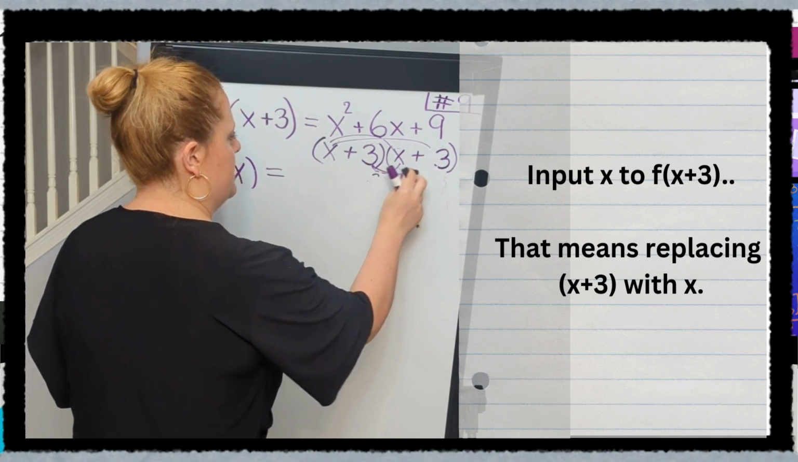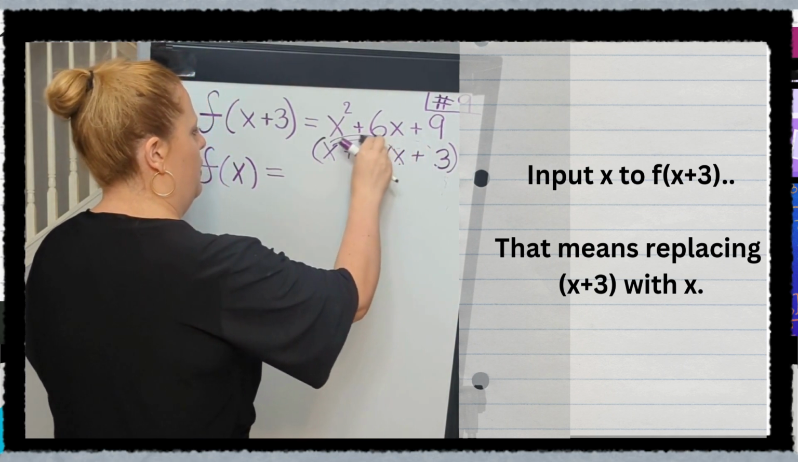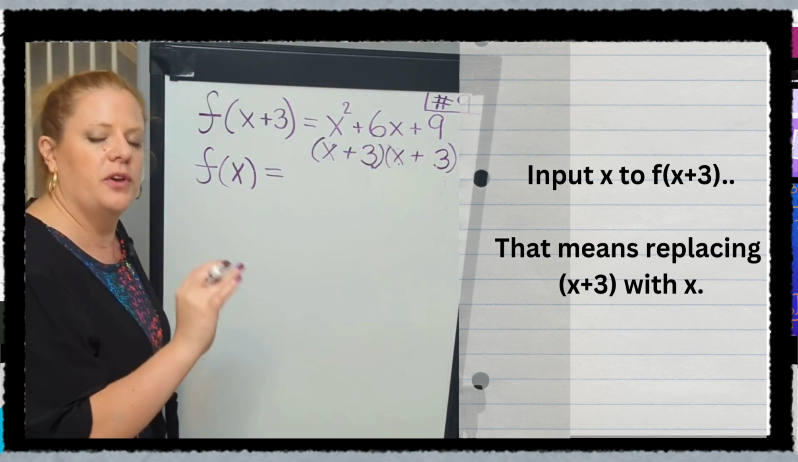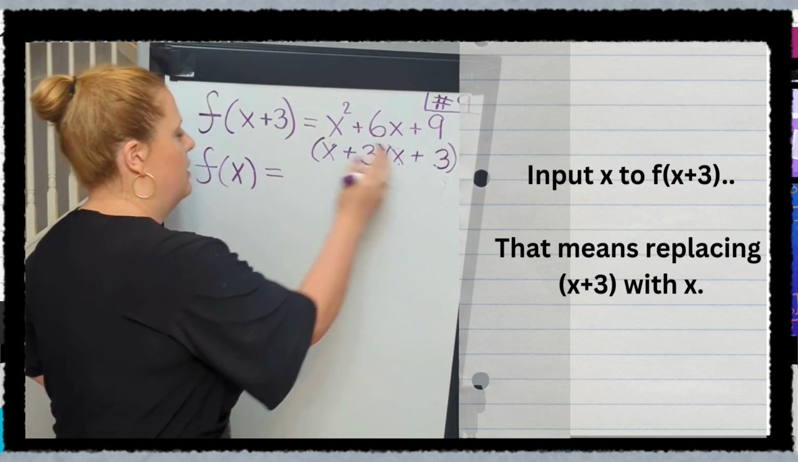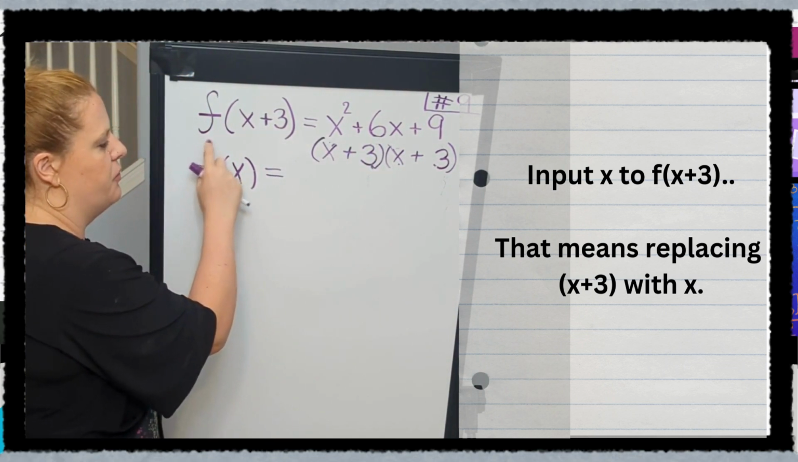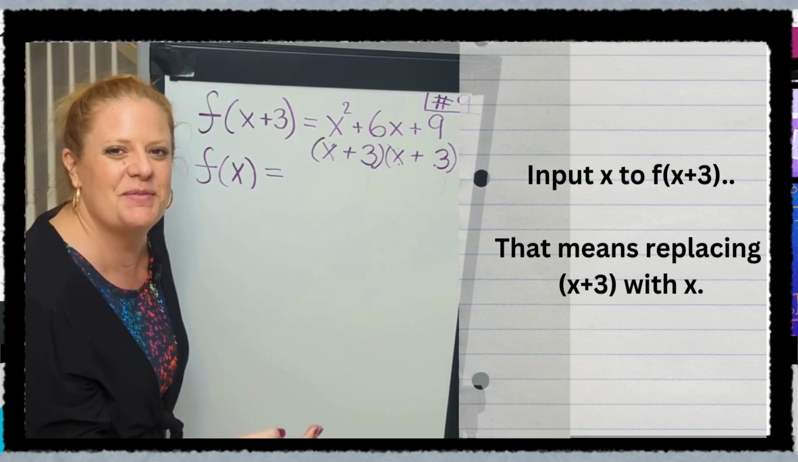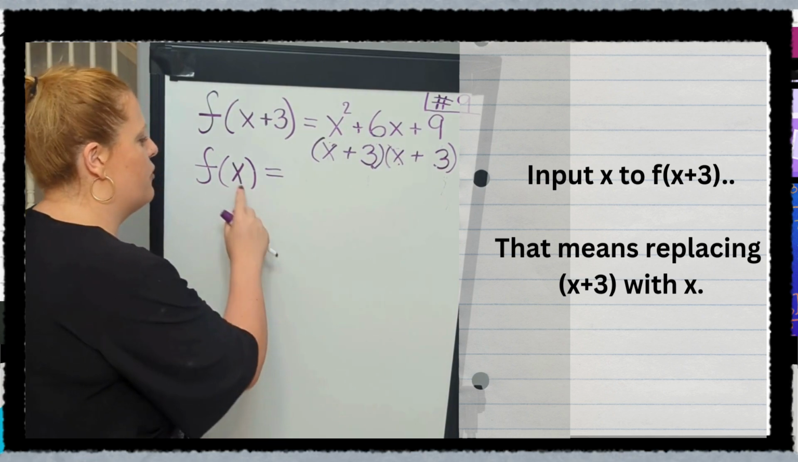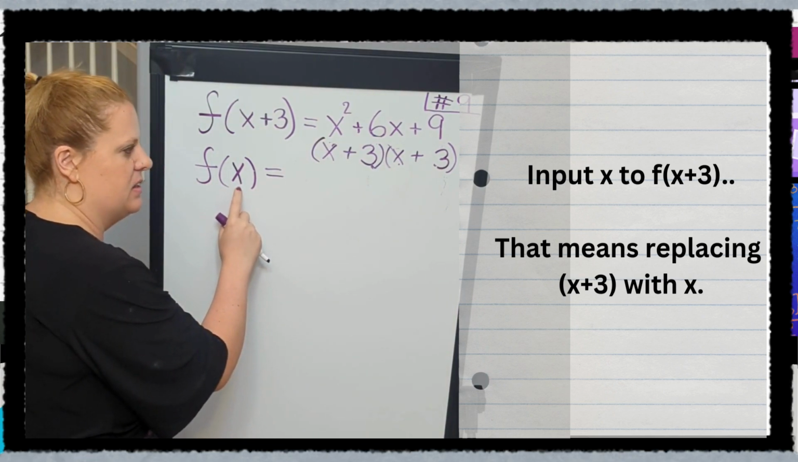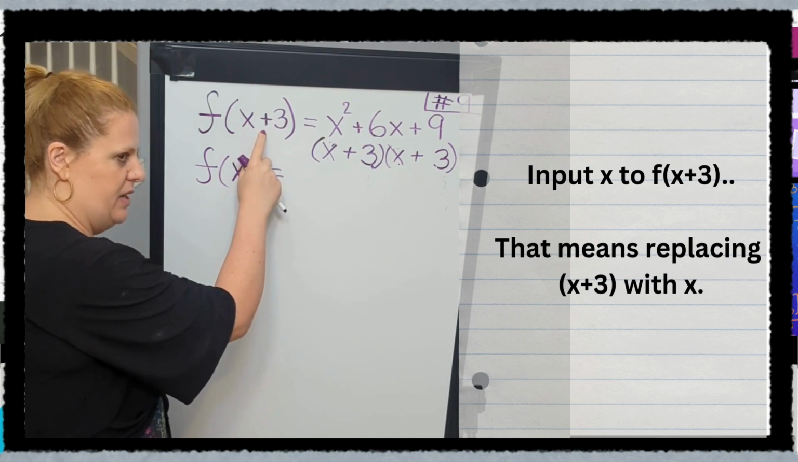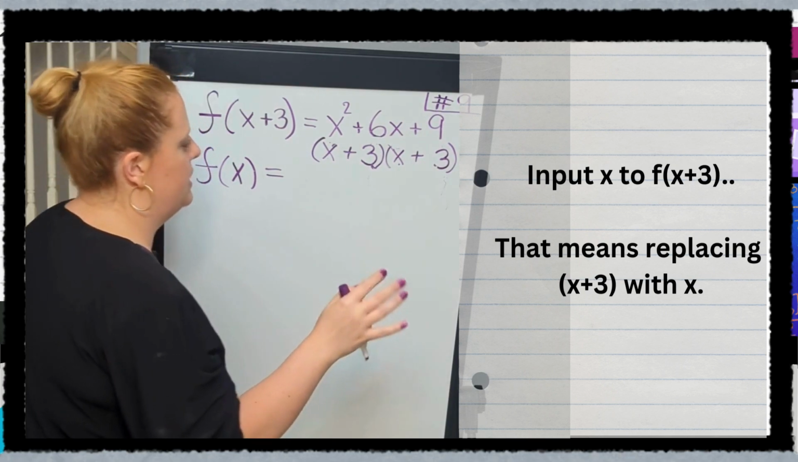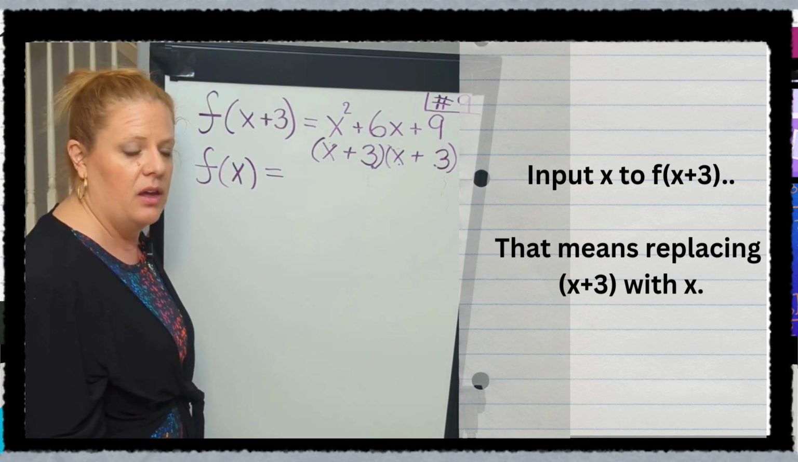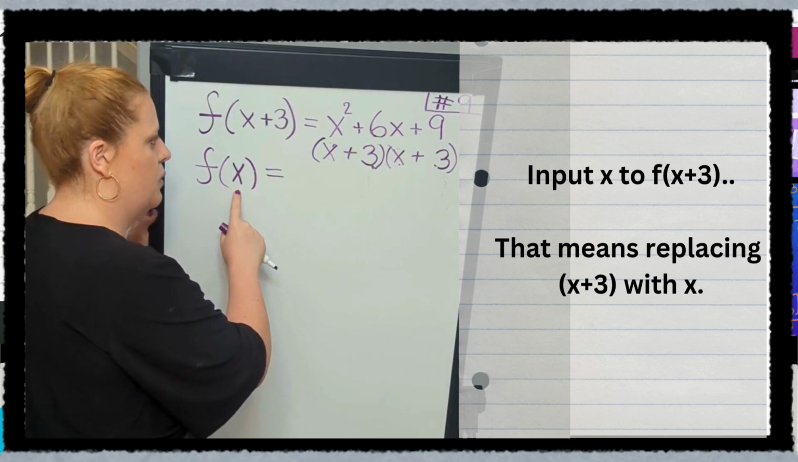And I'm going to erase it because now we just figured out how to factor this out. So we have figured out how to factor this into x plus 3, x plus 3. Remember, this was f of x plus 3 to begin with. So if we now input x instead of x plus 3, okay? So anywhere you see an x plus 3, you're going to replace it with an x.